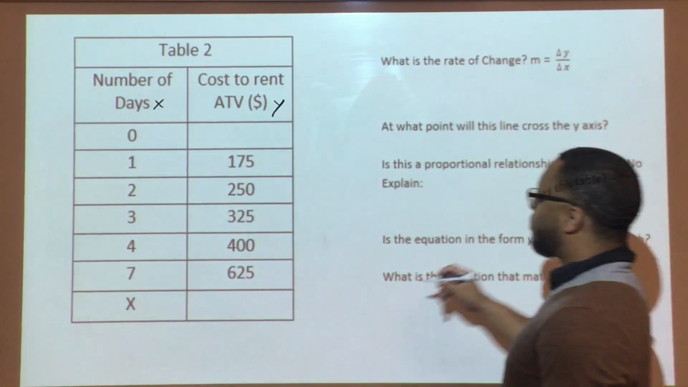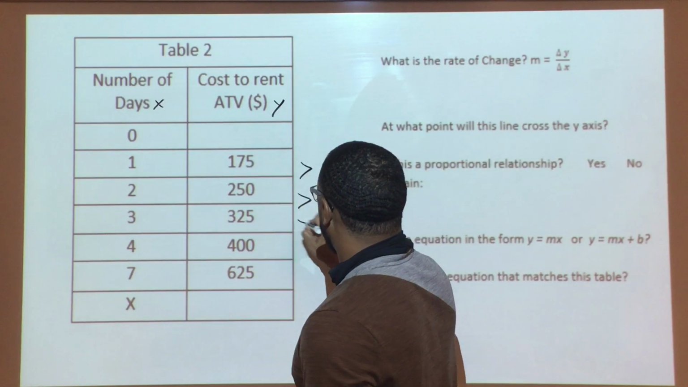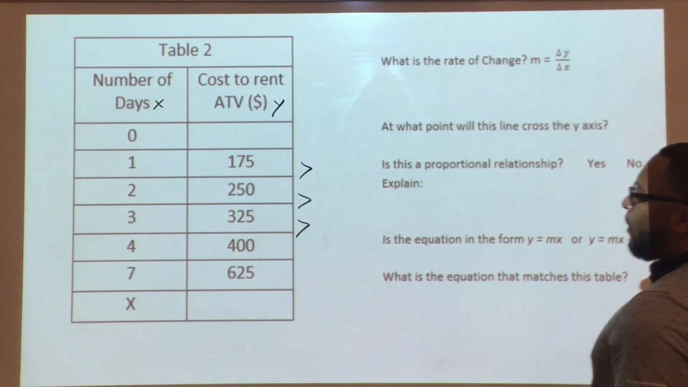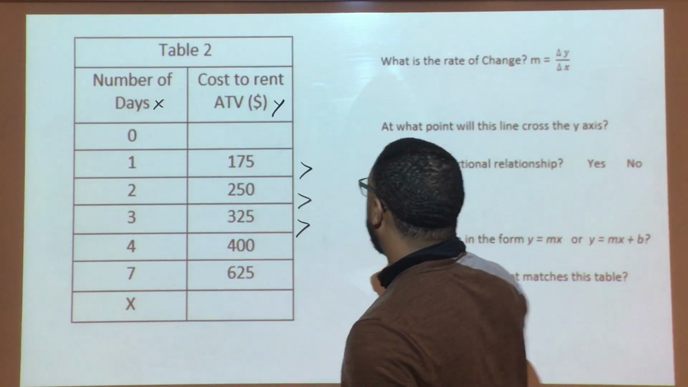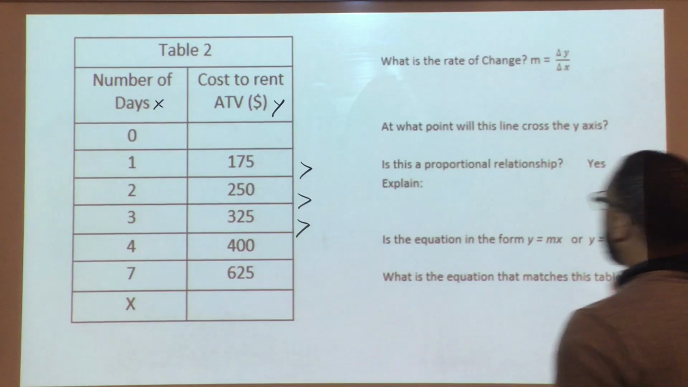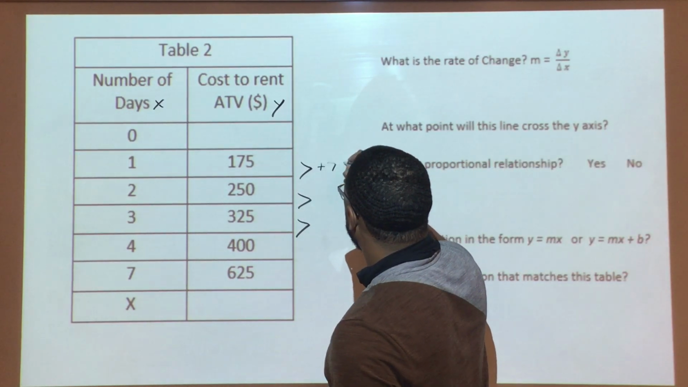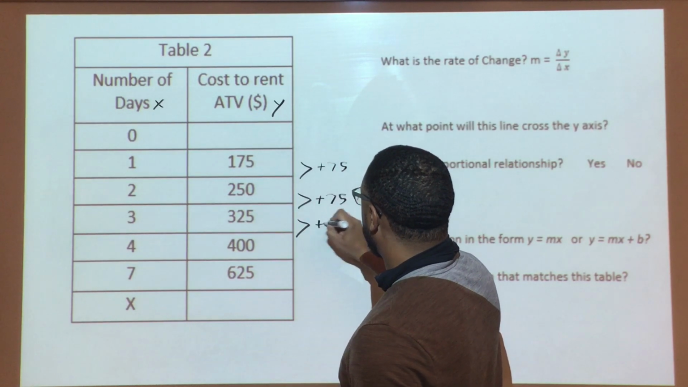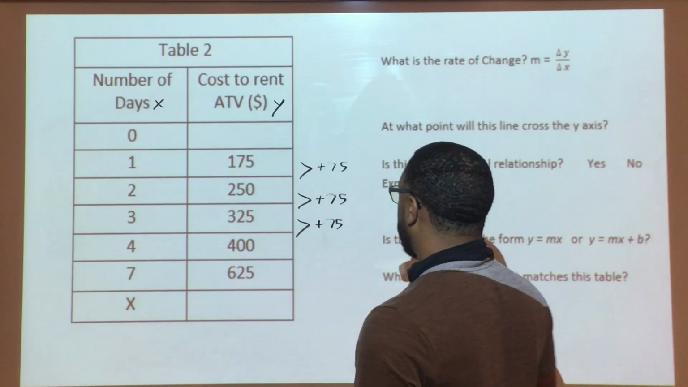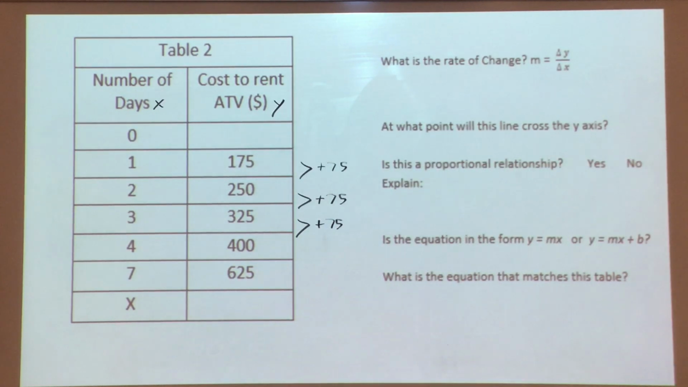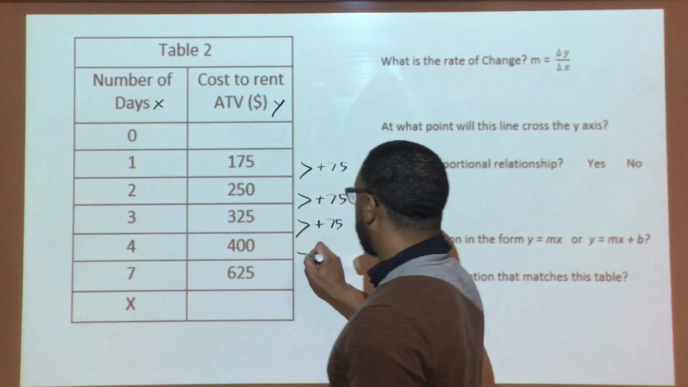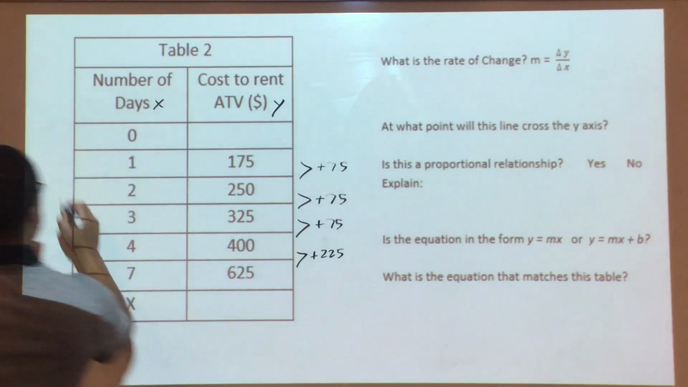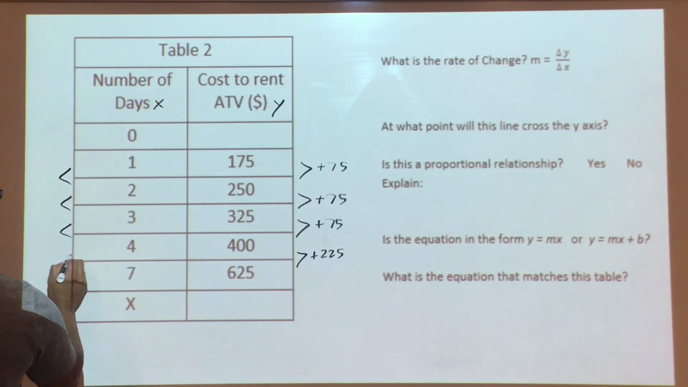And what's the rate of change? Well, let's figure it out. What is y changing by? Would it go from 175 to 250? That is an increase of 75. An increase of 75. Okay? And here we have an increase of 225.